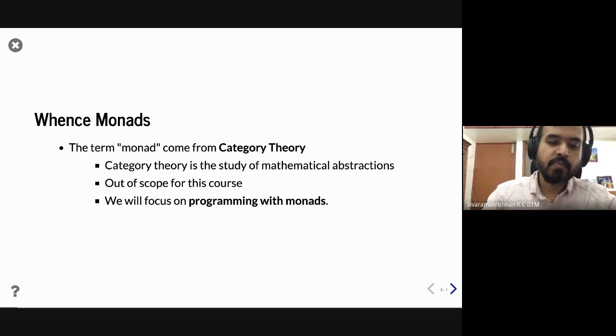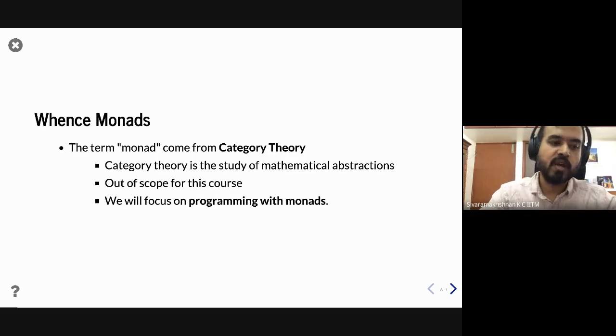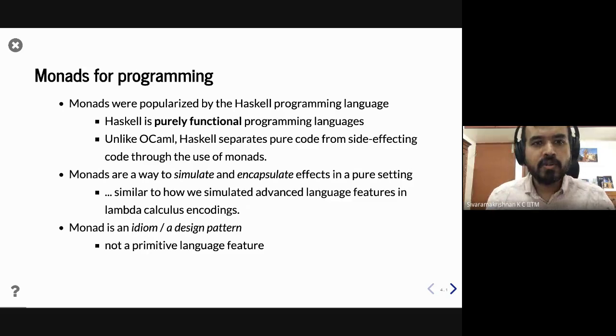There was a really nice paper back in '91 by Phil Wadler. I'll share a link to that paper later. He said there is this nice idea in category theory where mathematicians are looking at just mathematical abstractions, and if we take this idea and put it into an actual programming language, it makes some of the problems that we have easier. That is how monads came to be in programming languages. In this lecture we'll just look at programming with monads. We are going to touch upon some principles, but not look at it in any detail.